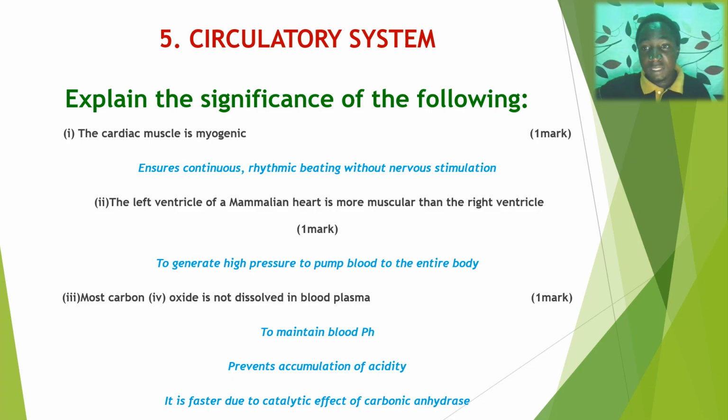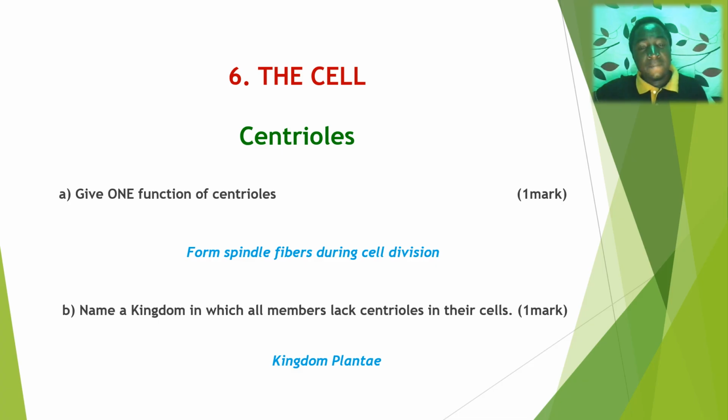Okay, let's look at our next question. The next question comes from the cell, and it's basically about centrioles. Let's look at part A. Give one function of centrioles. Actually, centrioles form spindle fibers during cell division, as we've just seen from the previous question, that it is one of the characteristic features in animal cells. Number 2, name a kingdom in which all members lack centrioles in their cells.